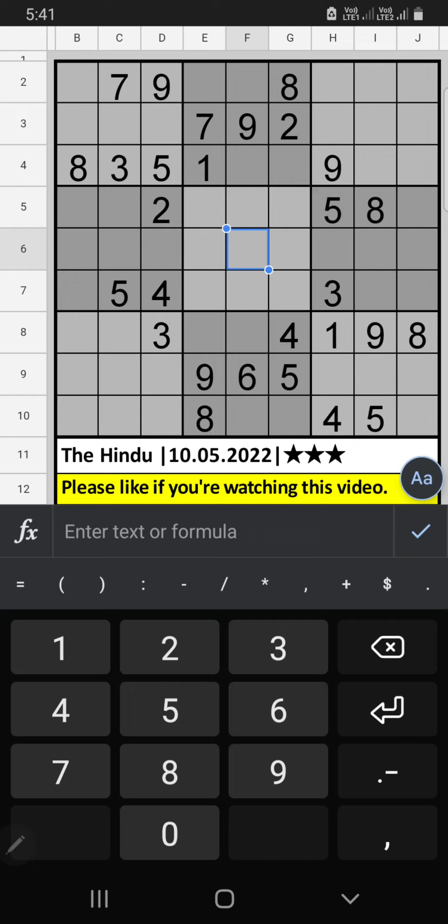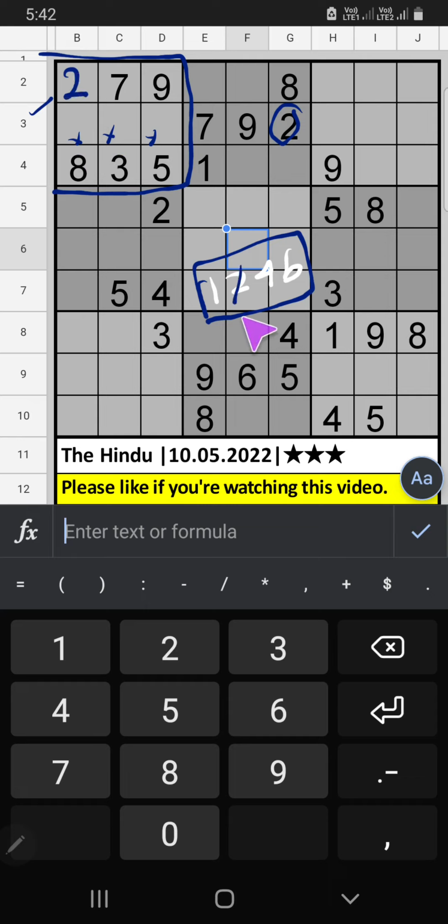3-star Sudoku. First grid, 4 numbers are remaining: 1, 2, 4, 6. Third row, we have 2, so 2 can't come in these cells. The 2 is confirmed here. Then only 3 numbers are remaining: 1, 4, 6. They will come in any other cells. We will confirm later.